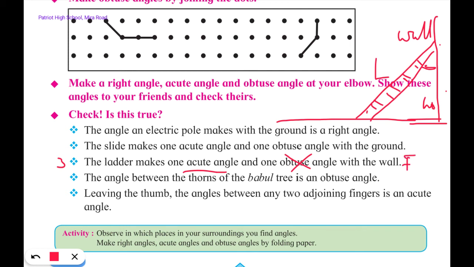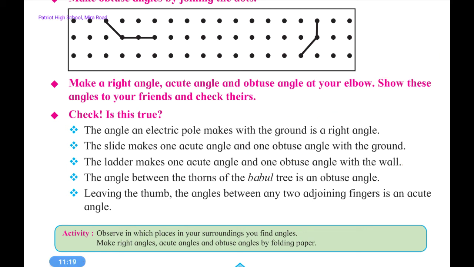Third statement is false. Fourth, the angle between the thorns of a bubble tree is an obtuse angle. If we see the thorns, they are like this. This is the branch of the tree, and the thorns are like this. This forms an obtuse angle. So this statement is true. The fourth statement is true.